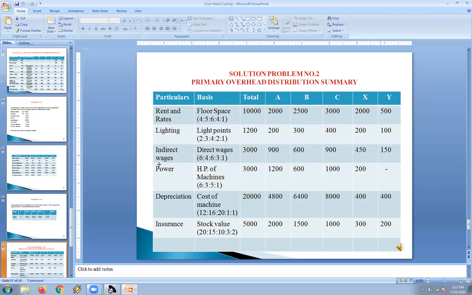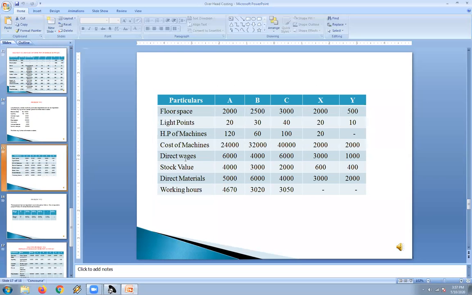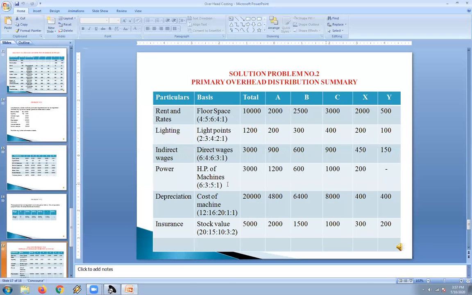Indirect wages expenses is there, it has to be allocated on the basis of direct wages. The ratio is 6:4:6:3:1. Now see here, direct wages is, remove all the three zeros, we can frame the ratios easily. 6:4:6:3:1. The ratio we have allocated: 6 plus 4 is 10, plus 6 is 16, plus 3 is 19, plus 1 is 20. Total value of the ratio is 20. So 3000 into 6 by 20, 3000 into 4 by 20, 3000 into 6 by 20, 3000 into 3 by 20 and 3000 into 1 by 20.